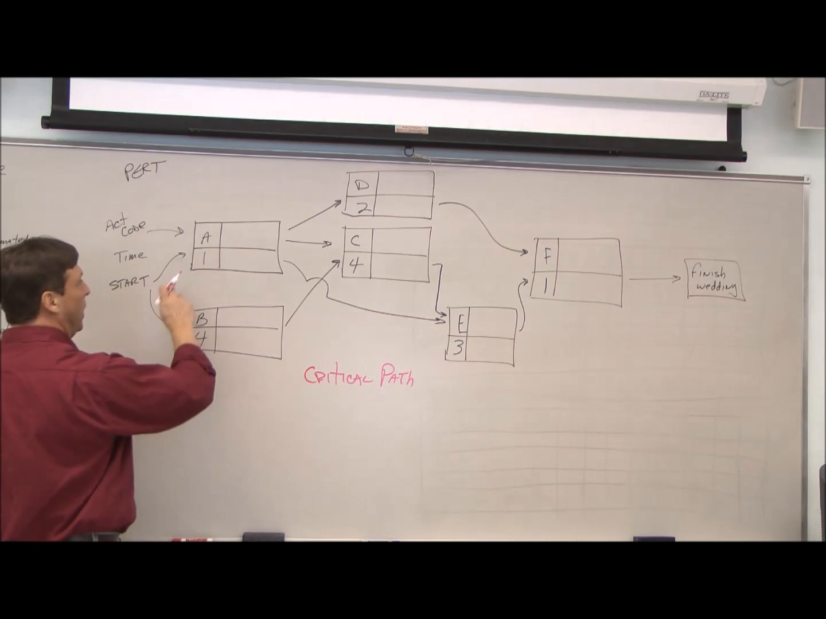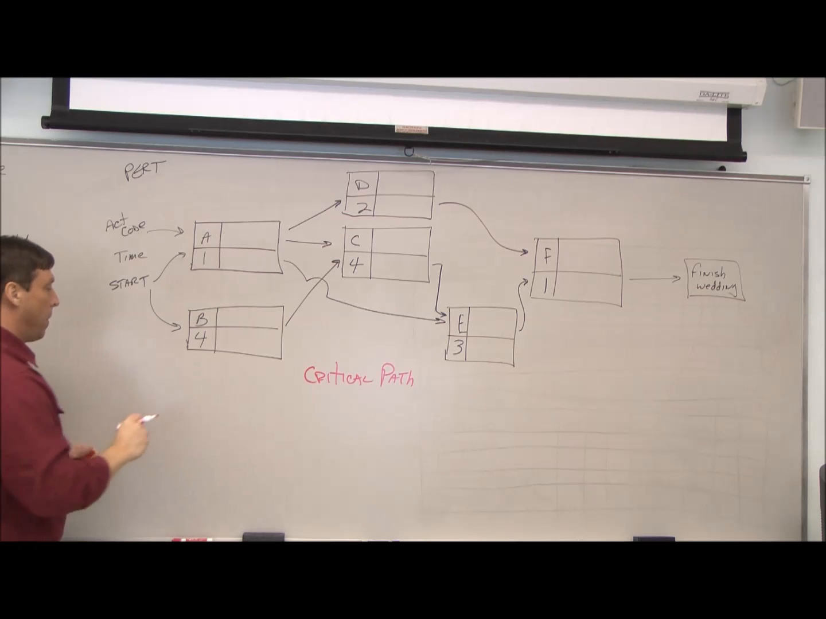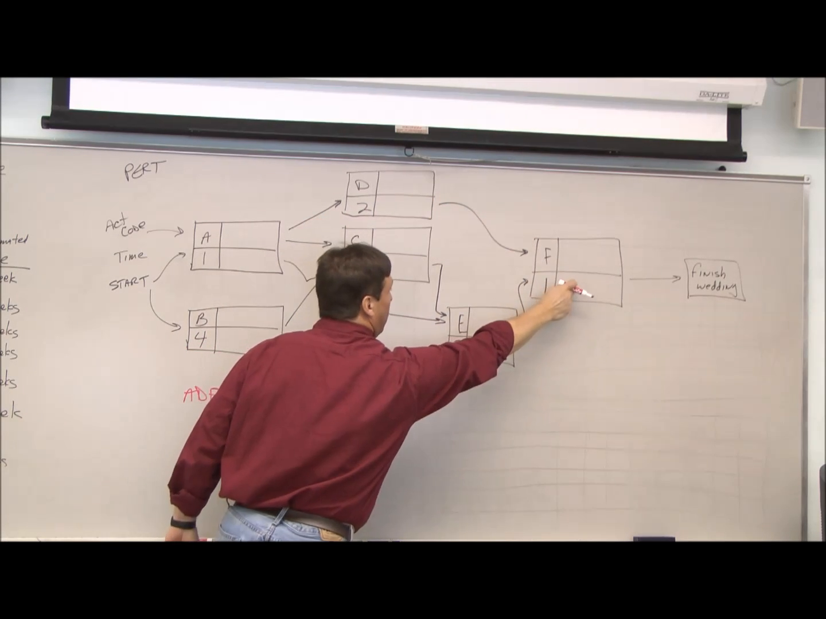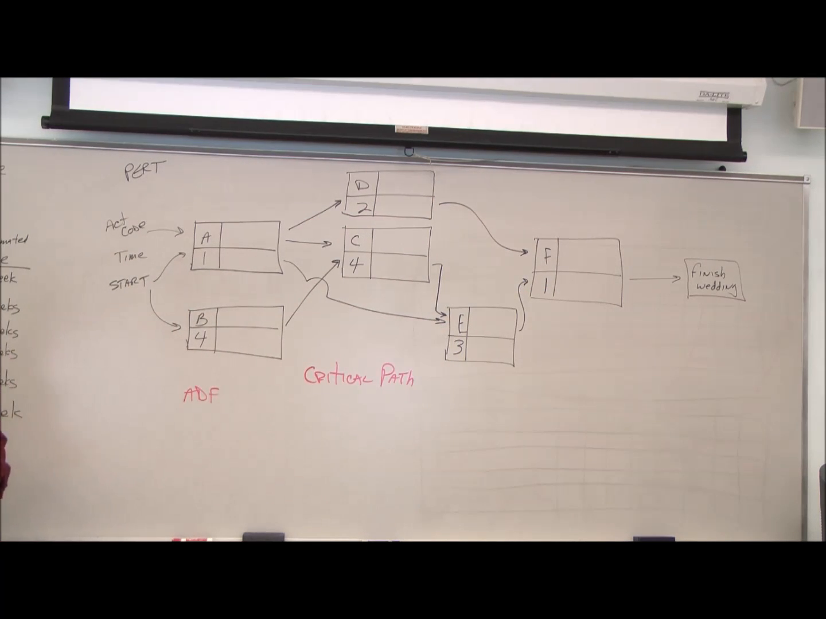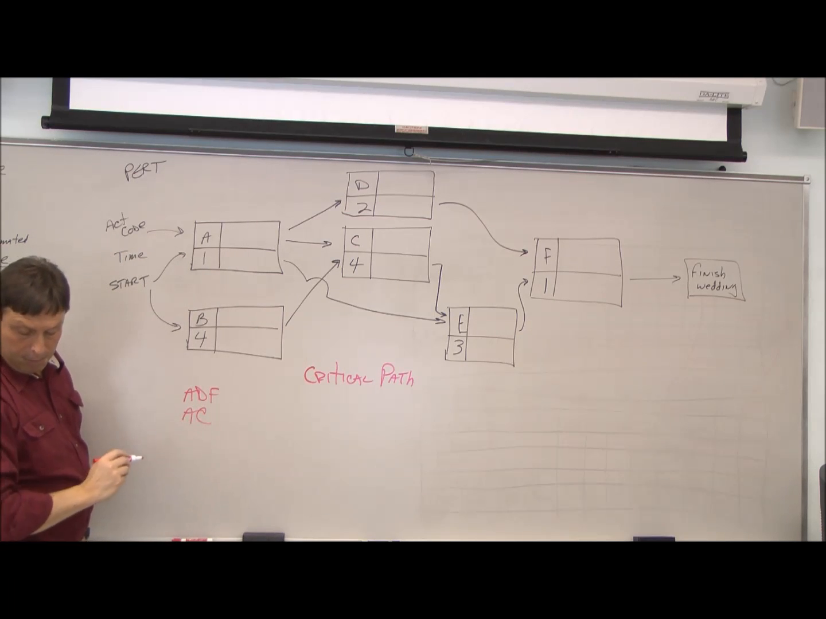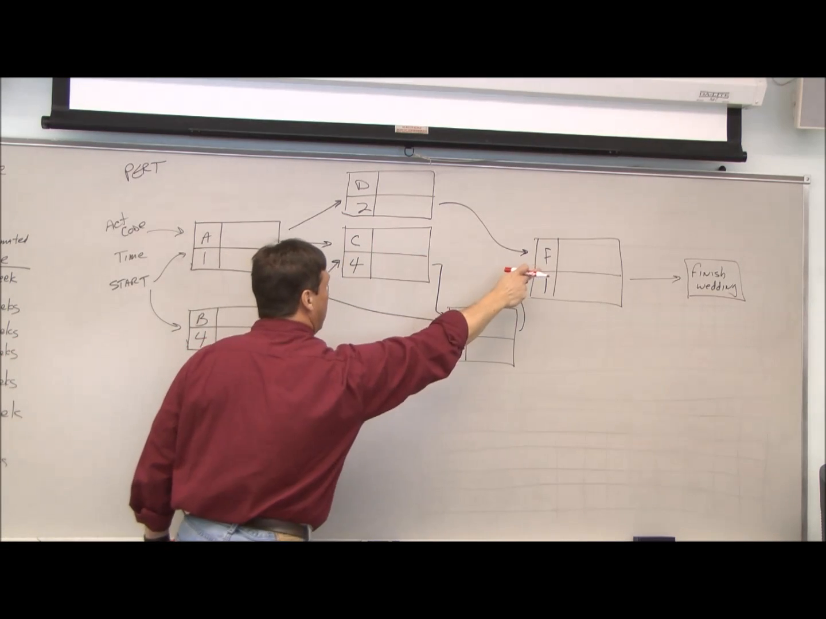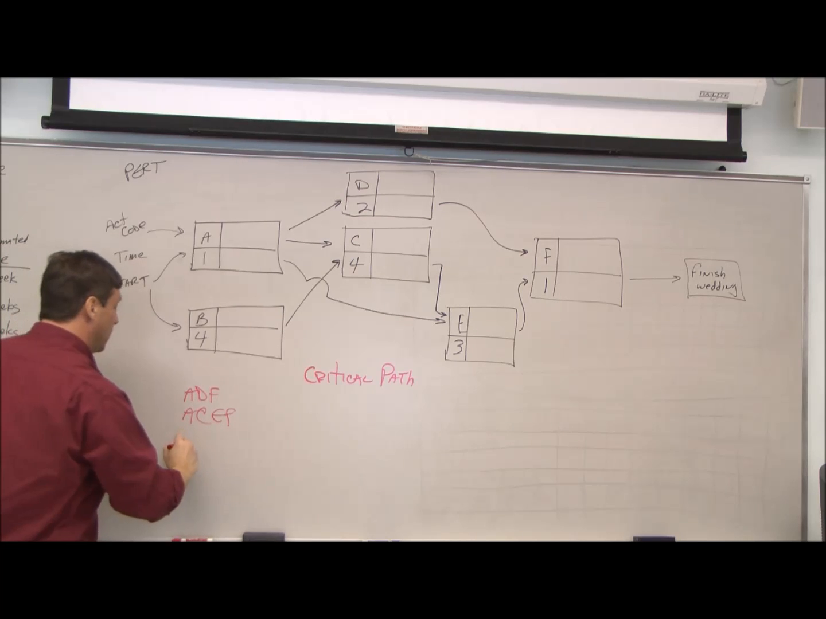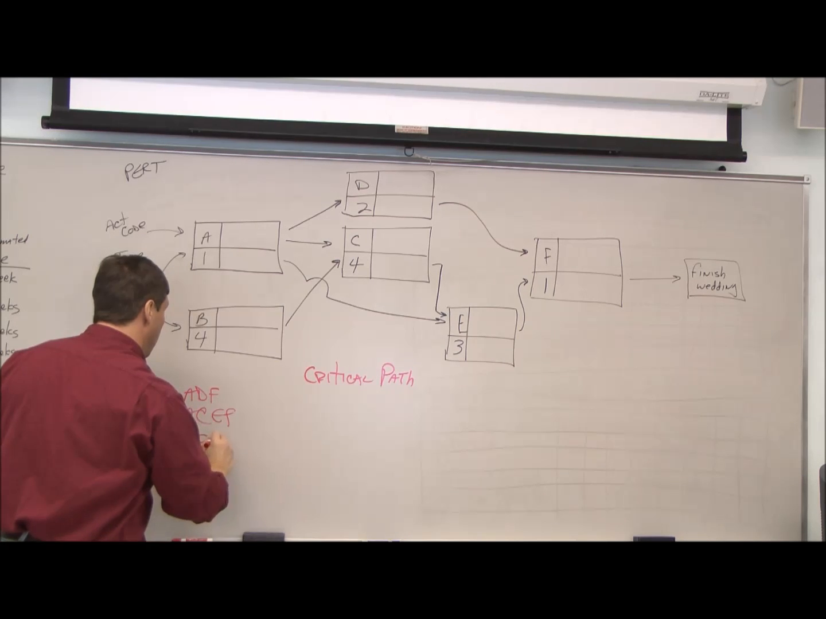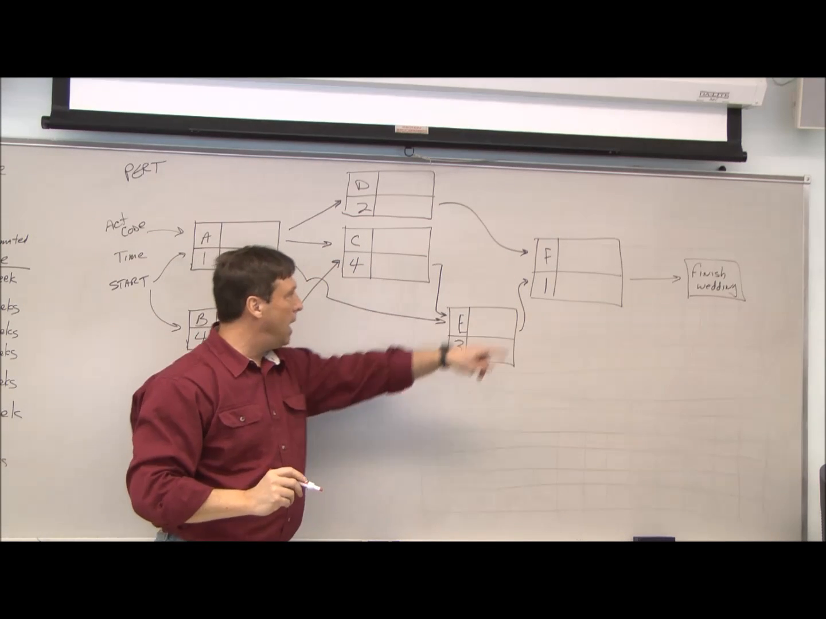All right, we can see we have a bunch of different paths to get through here. We have one path, which is ADF. So ADF, and that gets us to the finish. We have a second path of ACEF. So ACEF, which gets us there. We have a third path of AEF. And then we have this fourth path of BCEF.